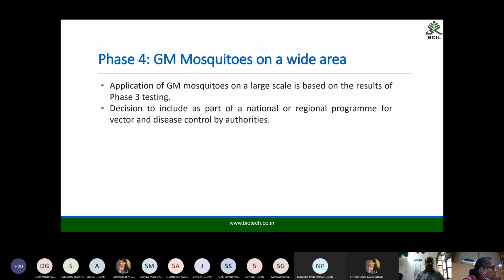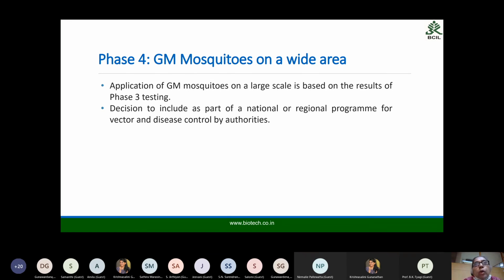So here, what we are doing is that we have done the staged open releases on multiple sites maybe, and then we have to now work on a large scale. Now the scale of operations will depend, of course, on the nature of the technology, based on the considerations which Dr. Tyagi already explained. So application of GM mosquitoes on a larger scale, on a wide area, would be based on the results of the phase 3 testing.